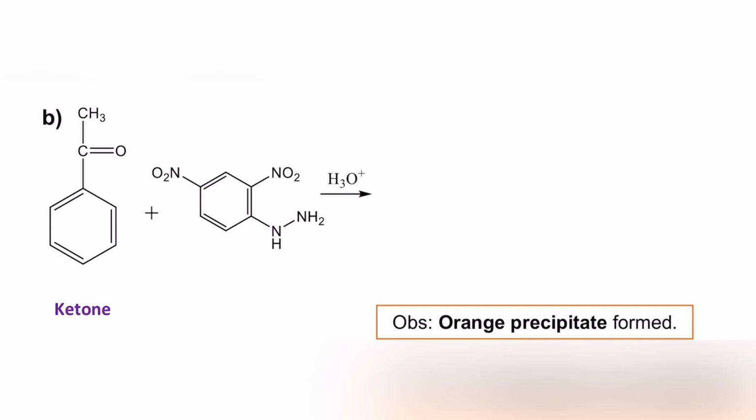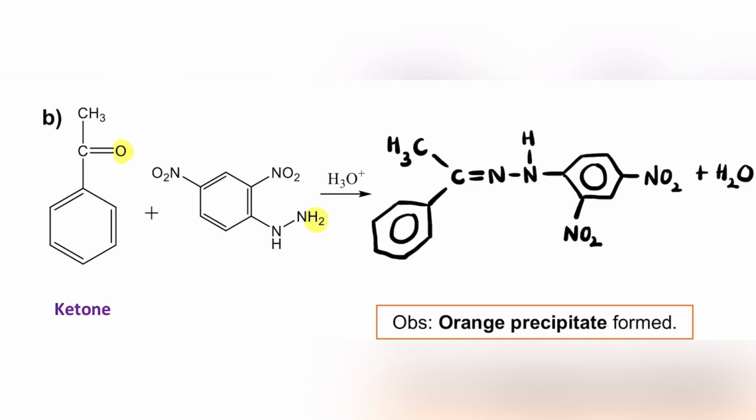Next we have a ketone. This ketone undergoes the Brady's test so that I can identify the carbonyl compound. What we do is take oxygen from the carbonyl carbon and H2 from the hydrazine, and combine everything. So you get your product. This is our orange precipitate, and you also get water as the side product. So both aldehydes and ketones can show a positive result for Brady's test.